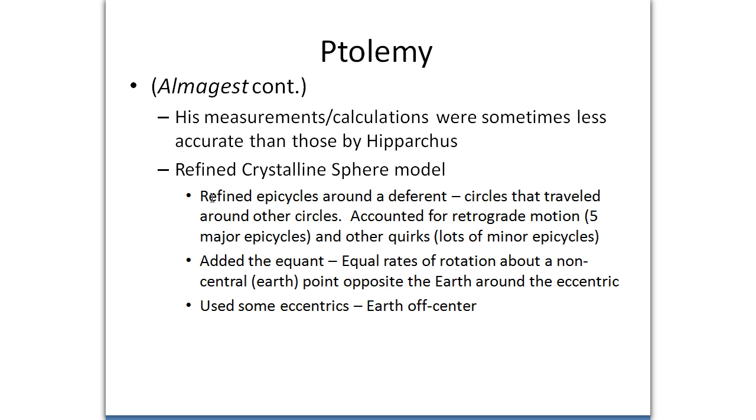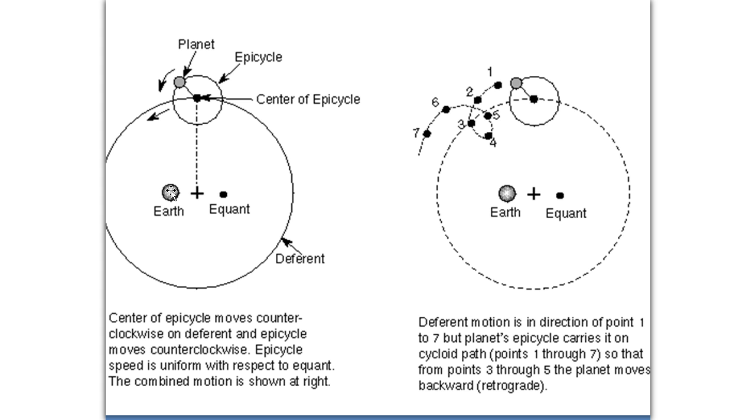And one of the major tools that Ptolemy used were epicycles. He used the 5 major epicycles, and then some other, minor epicycles. Here's an example of an epicycle, where the planet is orbiting on a circle, the epicycle, which rotates around the deferent, the central point, and the deferent would orbit around the planet Earth.